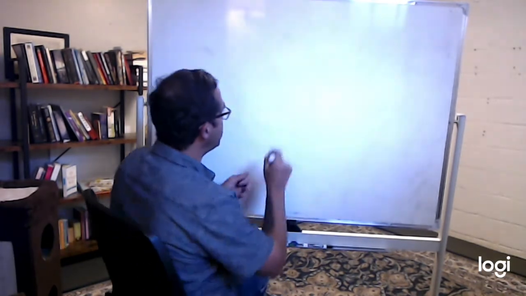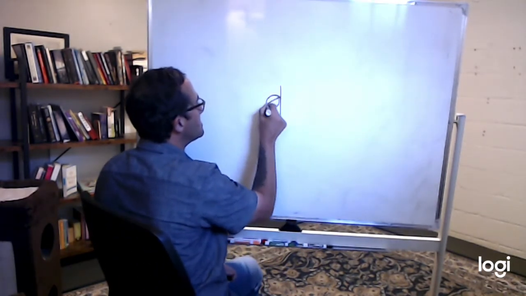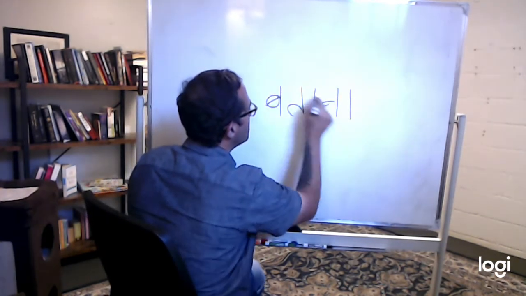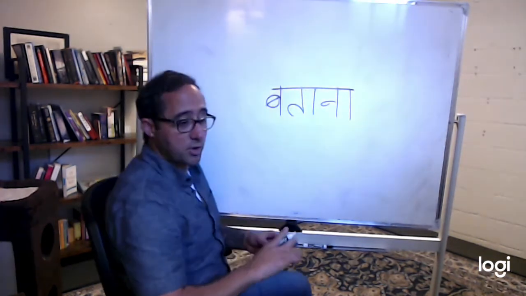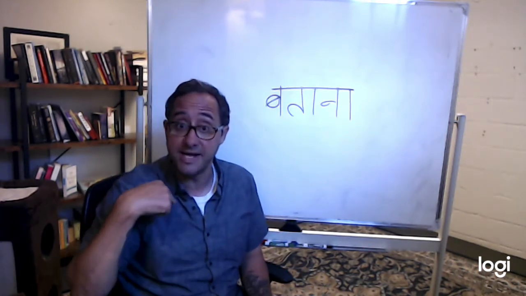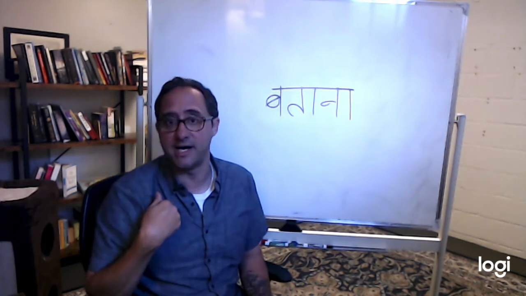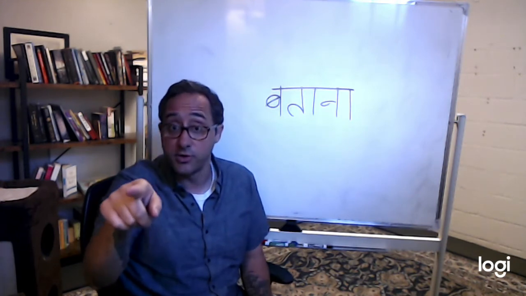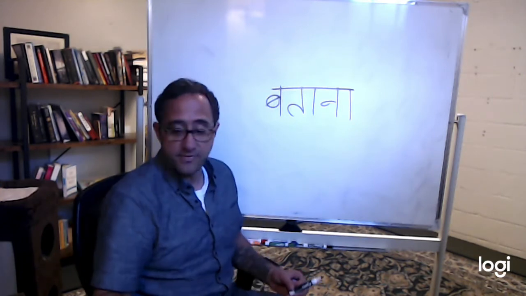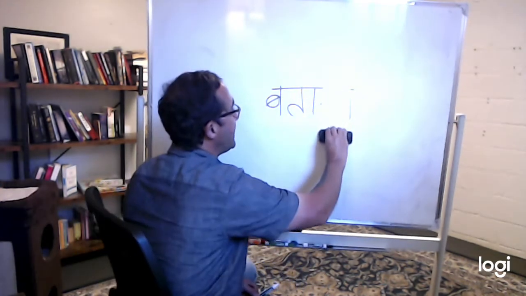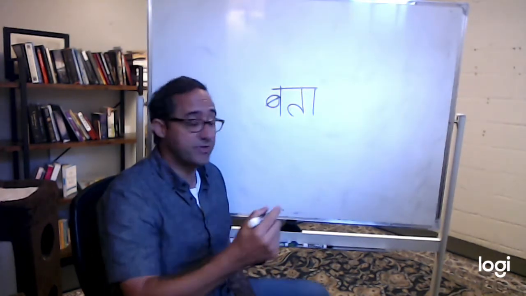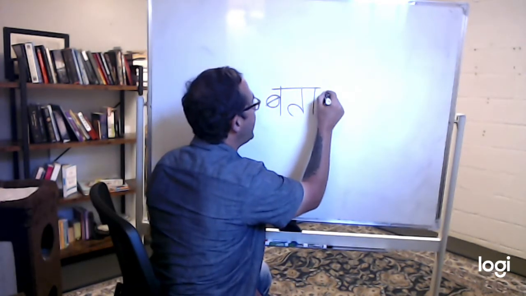So I've got batana. I'm going to cut off when I say tum batao. Tell me, you. Tum mujhe batao. You, tum, me, mujhe, to me, tell. Then I'm going to conjugate this, so I take the n off, and now I've got the base, bata, right? And I add the o to it. Batao.